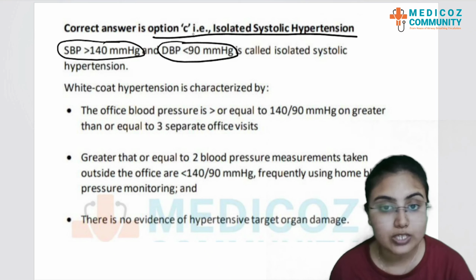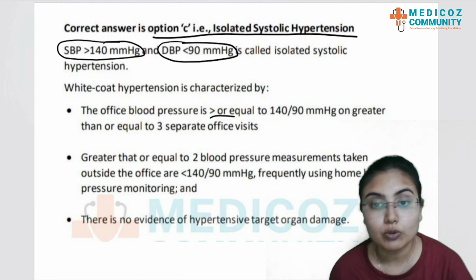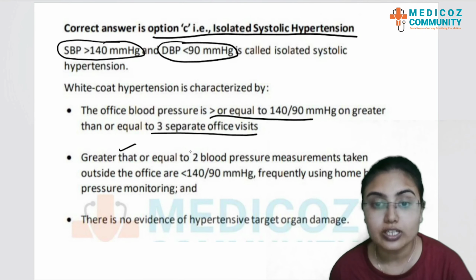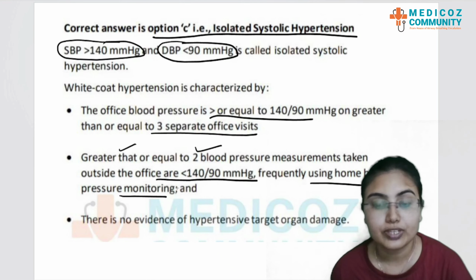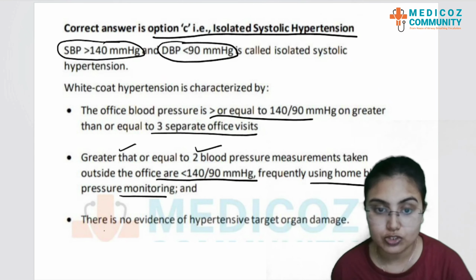Why can't this be white coat hypertension? Because it must fulfill the following criteria: the office blood pressure should be more than or equal to 140/90 on 3 separate office visits, and it should be greater than or equal to 2 blood pressure measurements taken outside the office that are less than 140/90, frequently using a BP apparatus at home. Plus, there should be no evidence of hypertensive target organ damage.